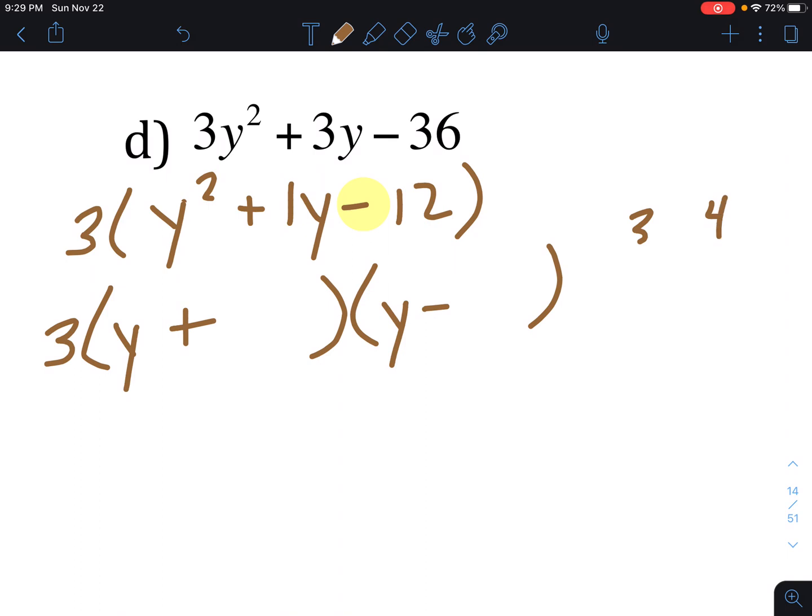But what gets the plus, what gets the minus? We got to make a plus 1 here. So that would be negative 3 and plus 4.